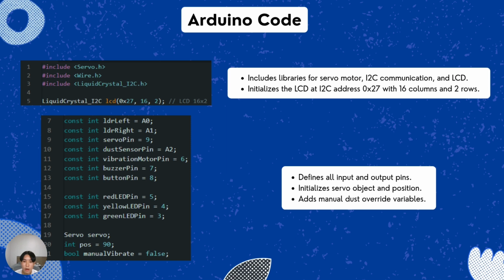Next, I declare all the input and output pins. These include the light sensors for tracking sunlight, a dust sensor, a servo motor for movement, a vibration motor for cleaning, and LEDs to indicate the dust level. I also added a push button to manually trigger the cleaning mechanism.